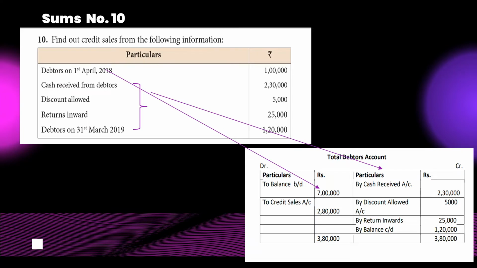Now just see total debtors account. The opening balance I have shown with the arrow mark. See this opening balance, you should write it on the debit side, and the remaining everything, cash received from debtors, and then discount allowed, return inwards, and closing balance, all the items will be recorded on the credit side. Now the credit side will have a higher total, so we will total it and find the balance, that would be the credit sales, 2,80,000.